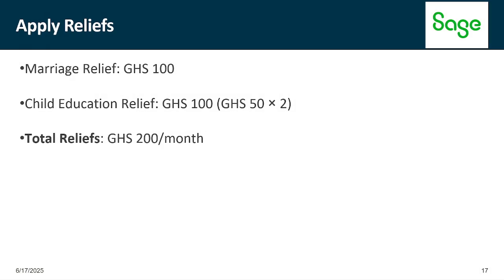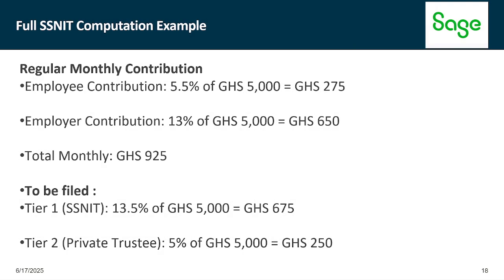Now he's married, so his tax benefit is 100. Child education 100 because he has two children. So 50 times 2, that's making it 100. Total relief is 200 per month. Of course, he needs to have certification for GRA before he can apply all this.